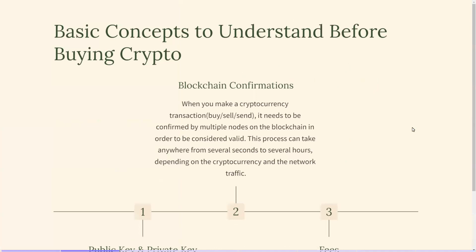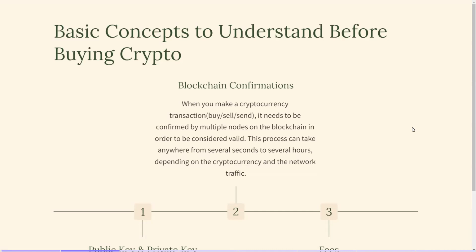Some of the basic concepts to understand about cryptocurrency, there's three main things: blockchain confirmations, your public and private key, and the fees. The blockchain confirmations is just what's going on behind the scenes. Every time you buy, sell, or send crypto, that's called a transaction. And the software behind the scenes is confirming and validating that. So that is a staple in the crypto technology. This could take a few minutes or up to a few hours.